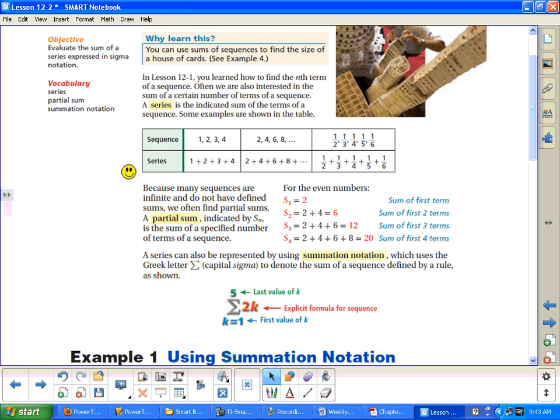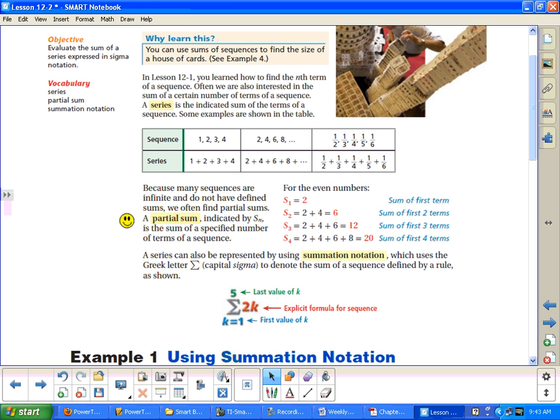Now with series, we could have an infinite series, like if we add up all the natural numbers or all the whole numbers. That would be an infinite series, and they don't have sums. So usually what we're going to do is find what's called a partial sum. And we're going to be using subscript notation again.